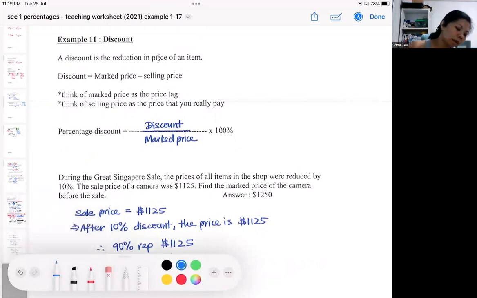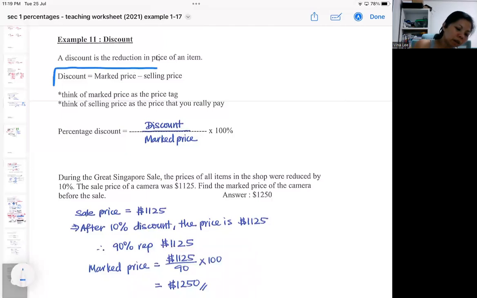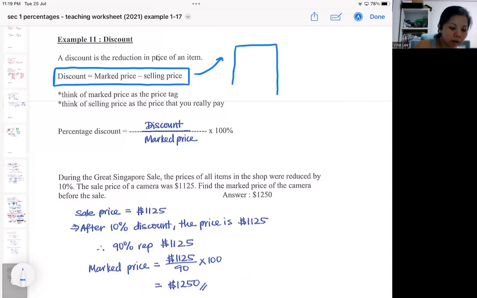There is a formula that you will need to take note of. Discount will be marked price minus the selling price. Some of you may be confused, so what's the difference? The difference is something like this. For example, if you go to Popular, you will see an item that you want, maybe a calculator or a book. There will be a price tag here.